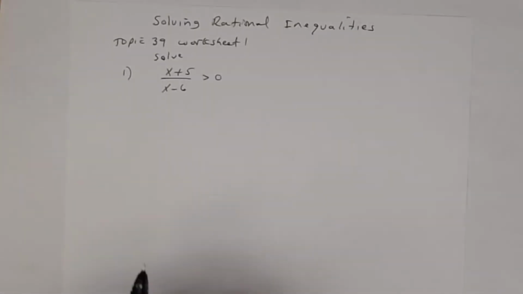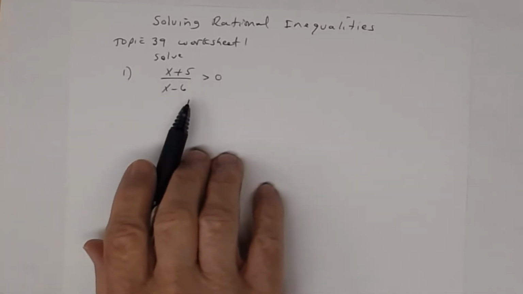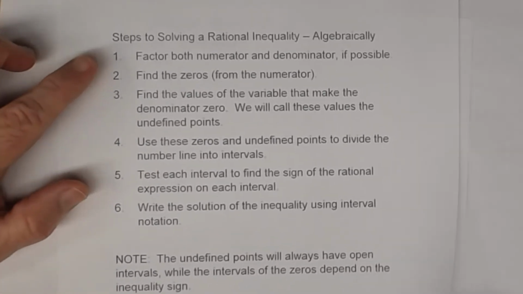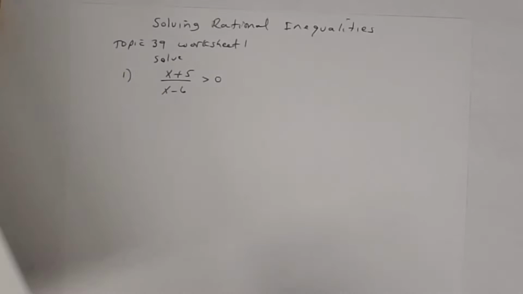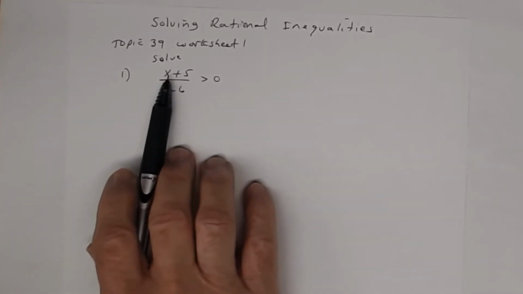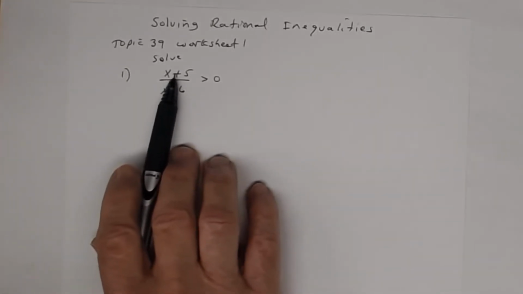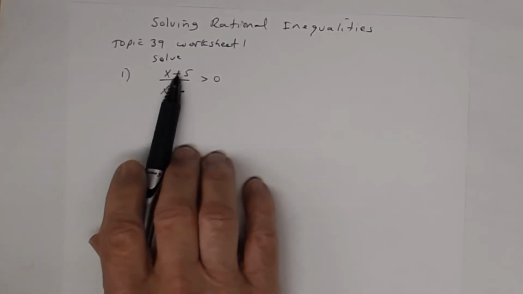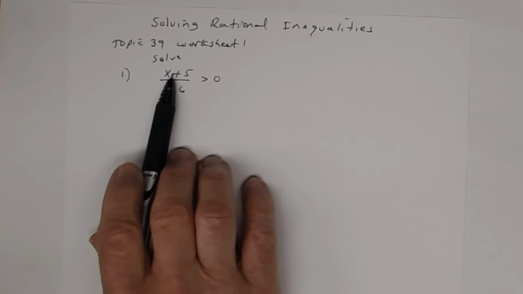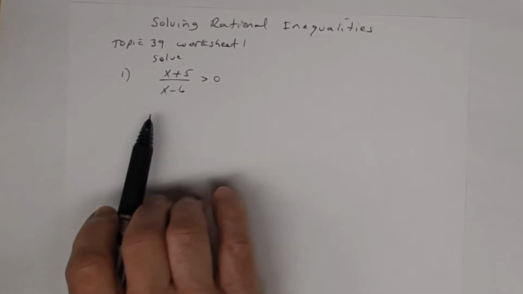Okay, so the first step you want to do when solving these rational inequalities is to factor both numerator and denominator if possible. You'll notice that the numerator and the denominator are both linear factors, and the GCF in both cases is 1. So you cannot factor the numerator, nor can you factor the denominator.